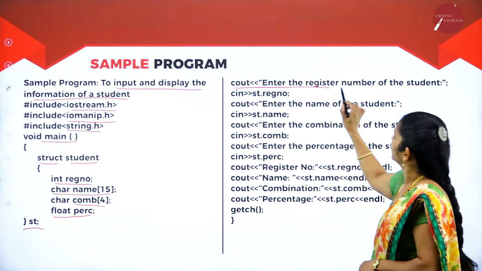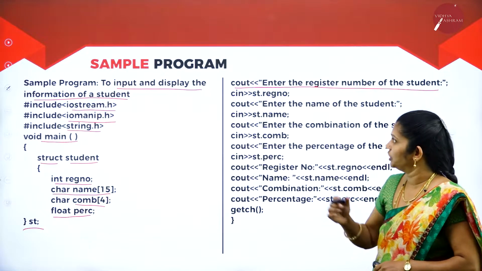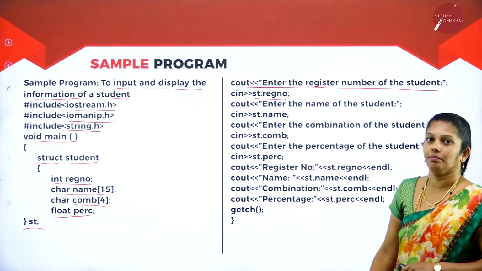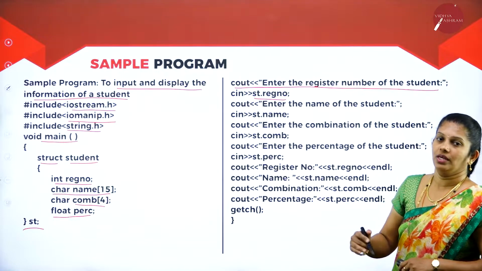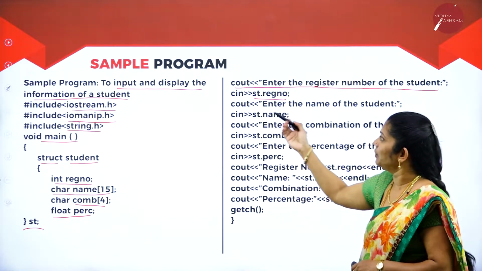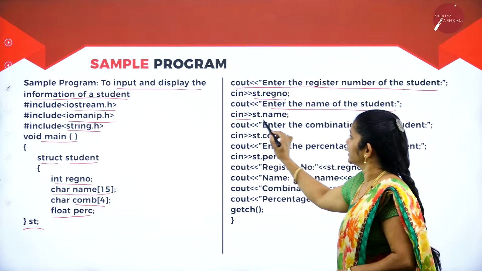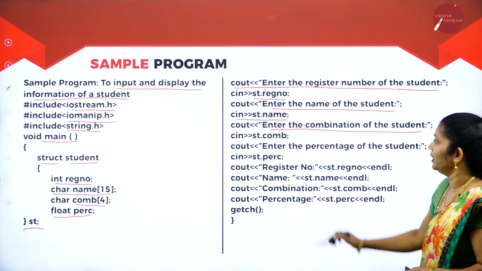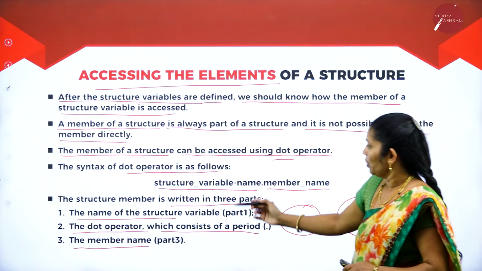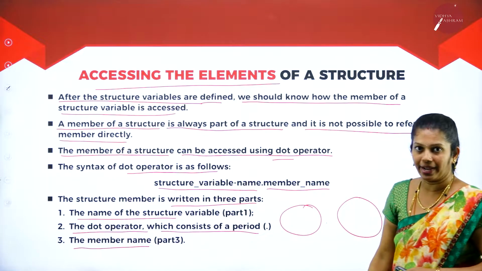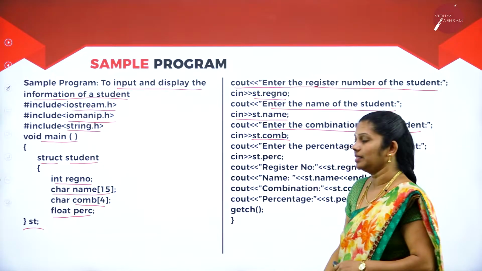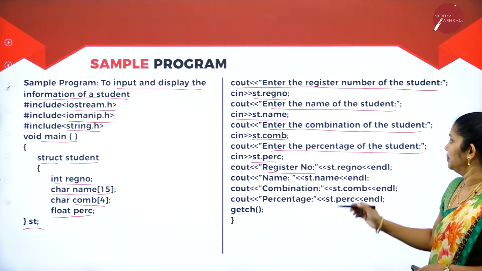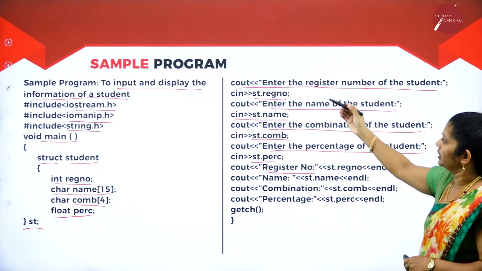Here, cout, enter the register number of the student. In the output screen it has to display this, that's why we wrote cout. Then cin extraction operator, st dot register number. With the help of the object we created, we can access it. Then cin extraction operator, st dot name; with the help of the variable, we can access. Enter the combination of a student, then we will input that. If you observe, if I want to access any data, first you have to write the structure variable name. Here also, st represents the variable. Then enter the percentage of the student, that we will input. Then once again enter the register number, and all the things we will input one by one.